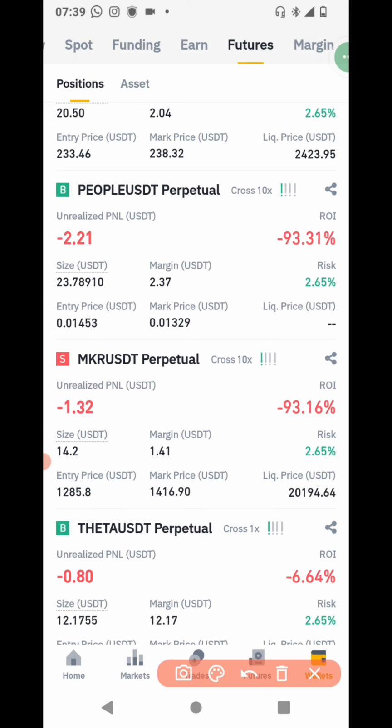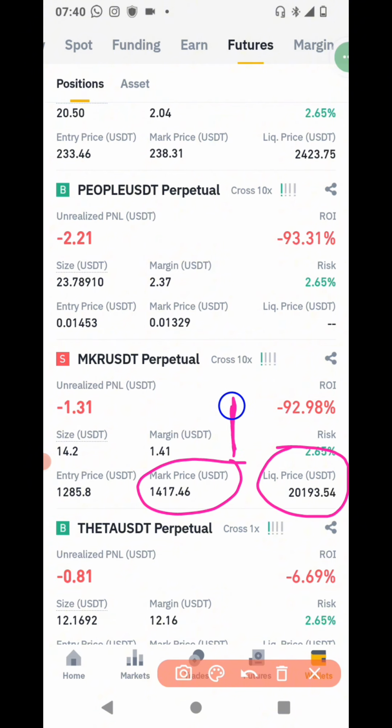So, guys, look at this MKR now. Look at the liquidation price of MKR, 20,196. What is the current price? 1,417. Okay. So for this MKR trade to liquidate you, the price has to pump from 1,417 to 1,517, to 1,617, to 1,717, to 1,817, to 1,917. It will then get to 2,000.